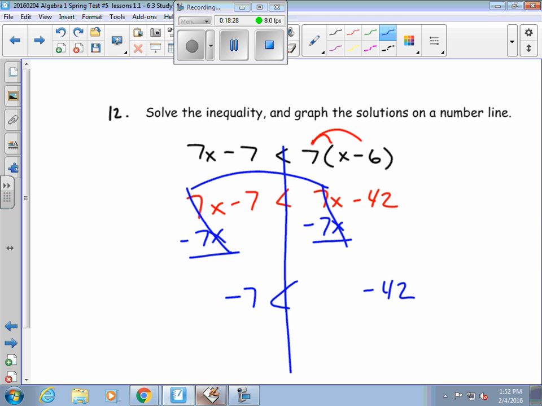So even though it tells you to graph the solution, you cannot, because there is no solution to this inequality. No solution.